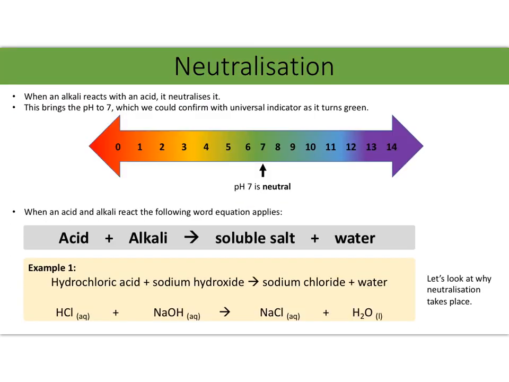So when we react an acid and an alkali together, we can get neutralisation. If we react them in the right proportions, then we're going to get a soluble salt and water, and the combination of those two will have a pH of 7, and we can confirm that's the case by adding universal indicator, which would turn green. So an acid and an alkali react together to form a soluble salt and water. Here's a classic example: hydrochloric acid and sodium hydroxide reacting together to form sodium chloride and water.